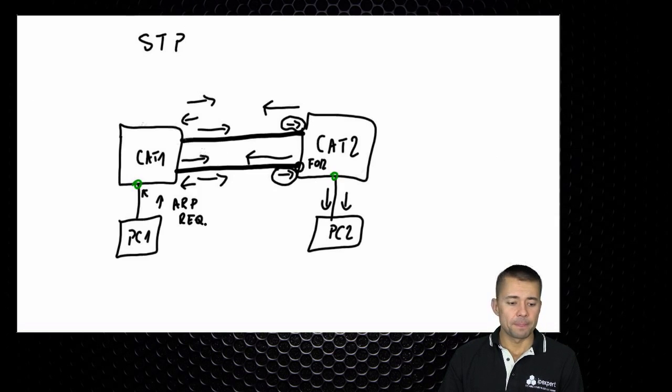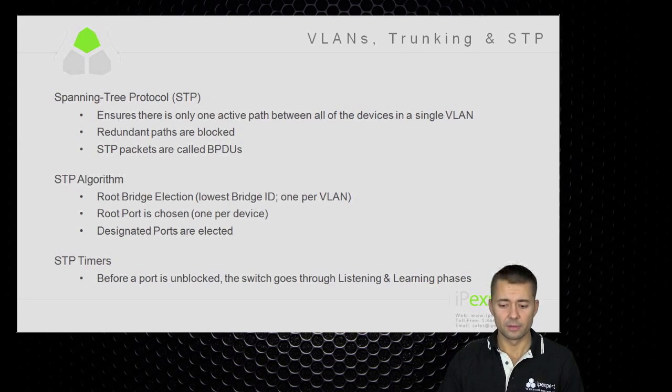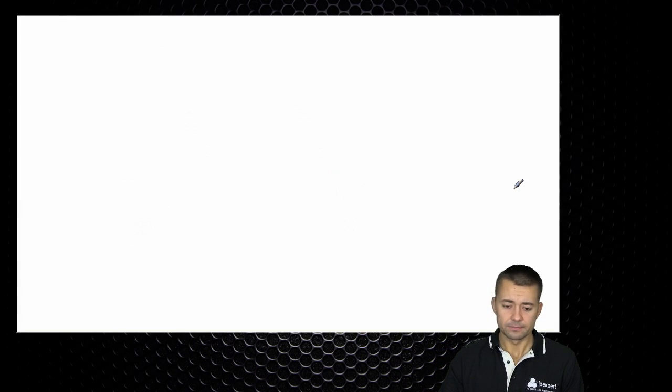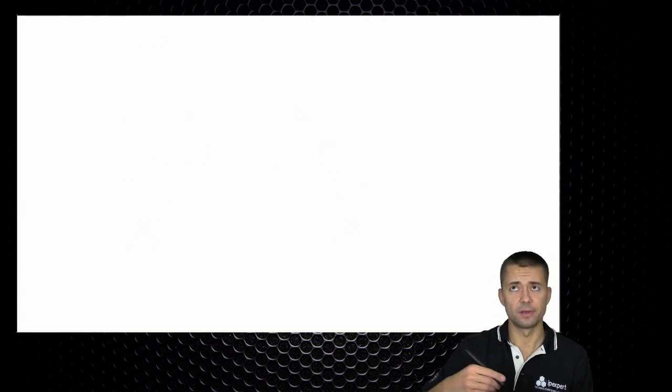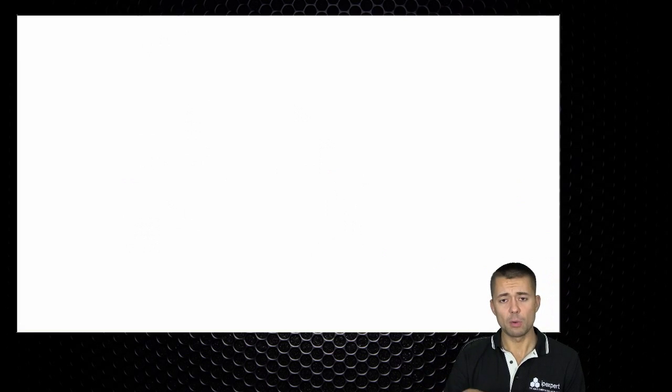So with STP, there will be 3 different steps that will happen initially. This is called the spanning tree algorithm, STP algorithm in short. The switches will have to agree on who's going to act as a so-called root bridge, and this is based on the bridge ID of the switches. The lowest number is going to win. Actually, lower is always better in the world of STP.